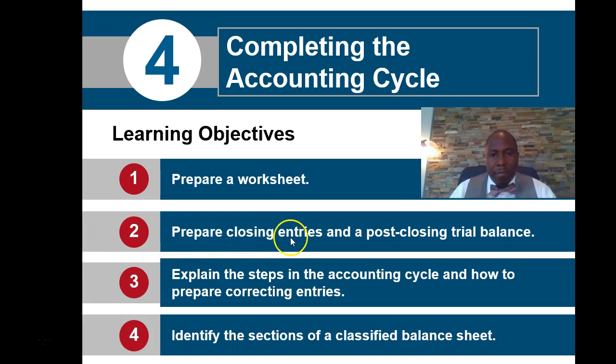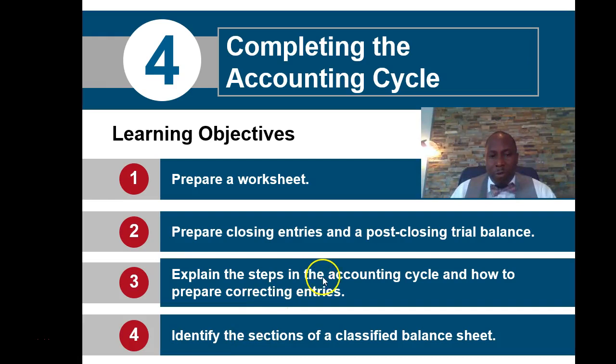Next up, preparing what we call closing entries, or closing out the books. We'll focus on what are the steps a company is going to take at the end of the accounting period to close out what's known as their temporary accounts. We'll look at those steps and then prepare what's called a post-closing trial balance. This is a trial balance prepared at the end of the accounting period after we've done closing entries to make sure that our debit balances equal our credit balances.